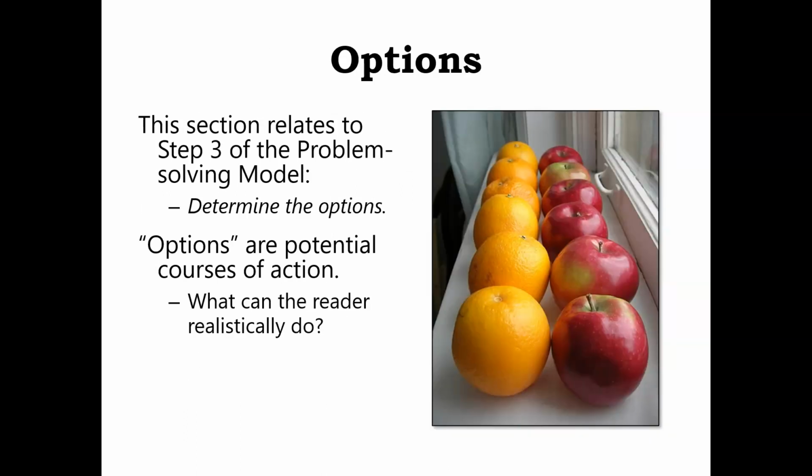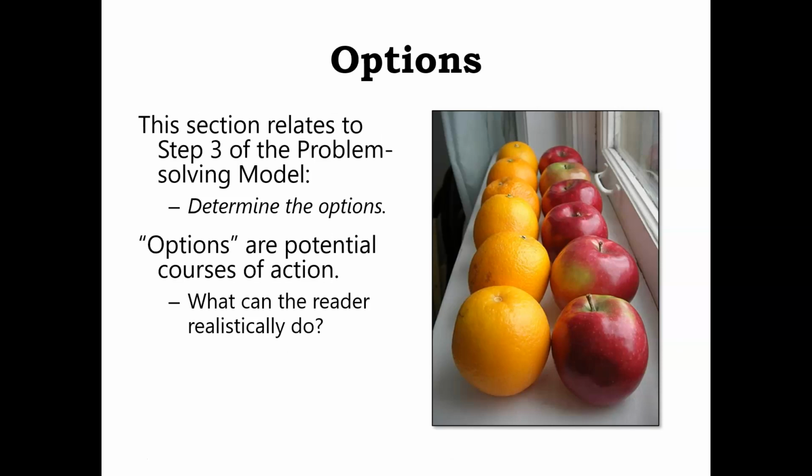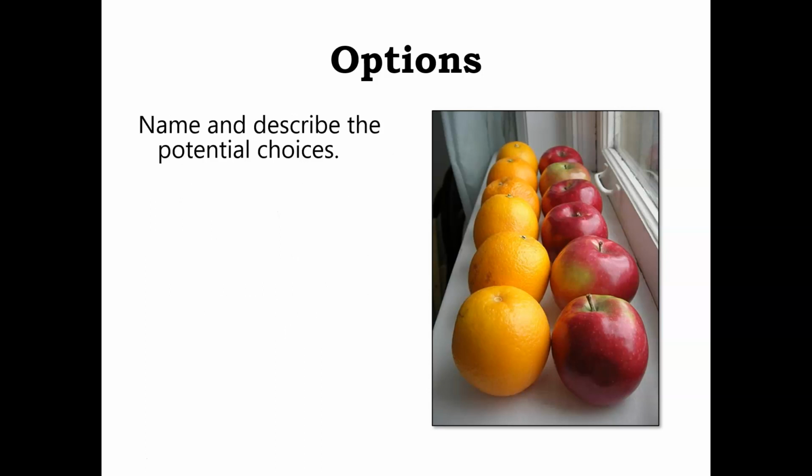The next major section is options. This particular section relates to step 3 of the problem-solving model, determining the options. These are potential courses of action. What can the reader realistically go ahead and do? So you want to name and describe the various potential choices available.